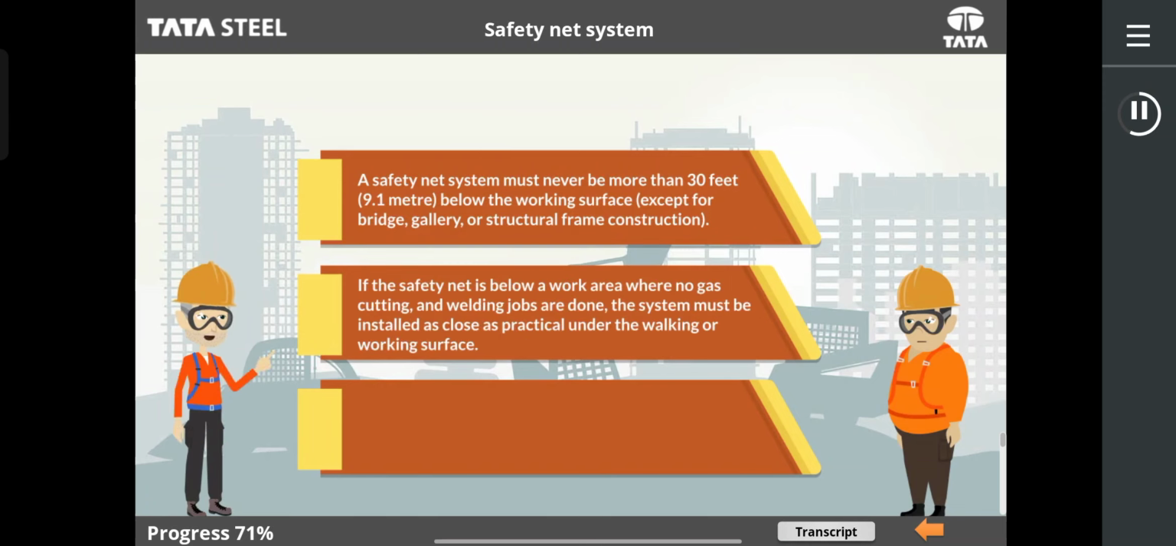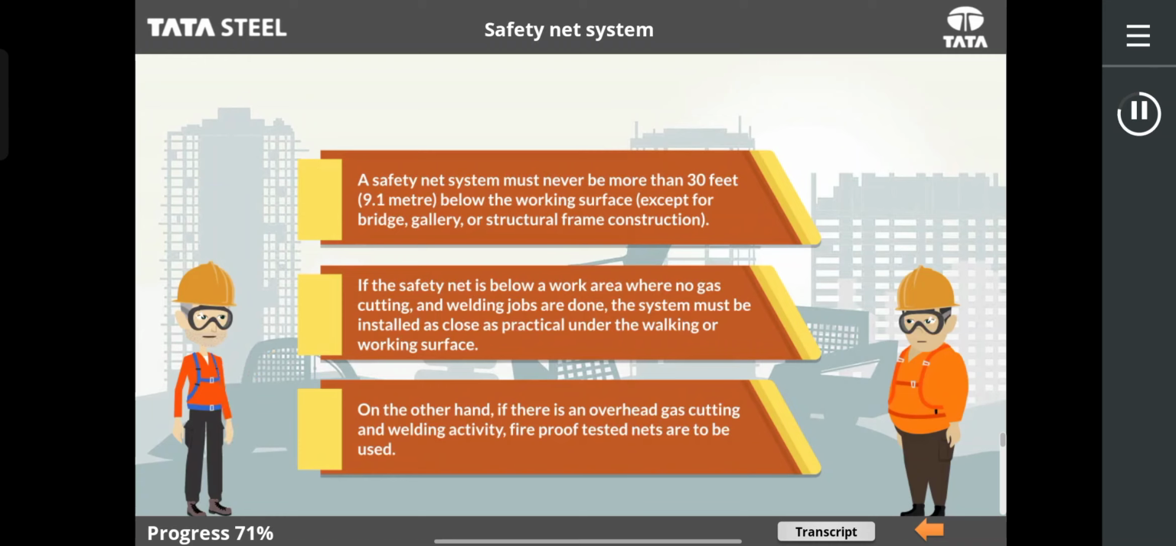If the safety net is below a work area where no gas cutting and welding jobs are done, the system must be installed as close as practical under the walking or working surface. On the other hand, if there is overhead gas cutting and welding activity, fireproof tested nets are to be used. How can we be sure that the safety net will withstand the fall? This is determined through the drop test. Let us look at that next.